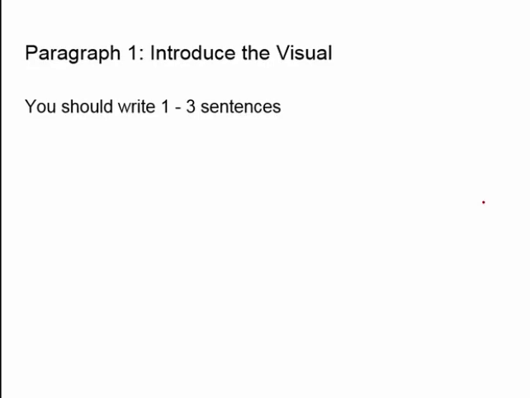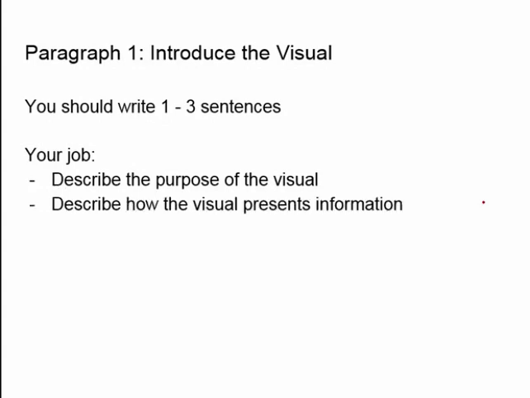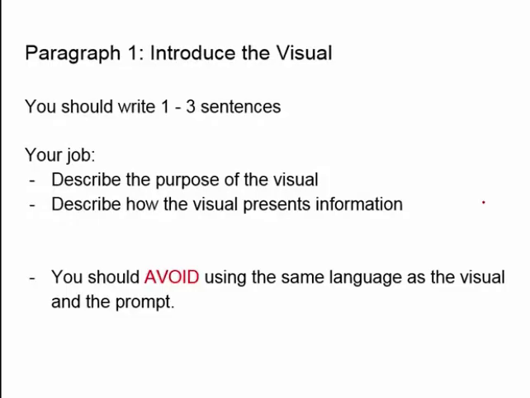So for your first paragraph where you introduce the visual, you'll need to write 1 to 3 sentences. Usually 2 or 3 sentences is about the right length. What you need to try to do is describe the purpose of the visual. You just need to say what this visual is trying to show. You also need to describe how the visual presents information, and I'll show you an example of that in a moment. What you should avoid doing is using the same language as the prompt.